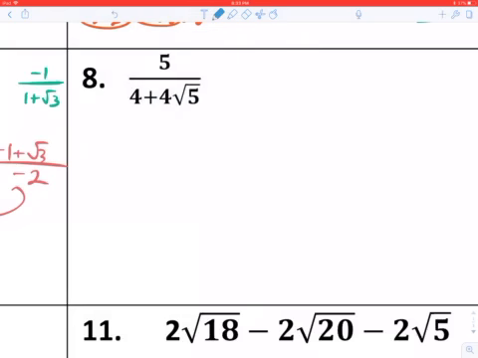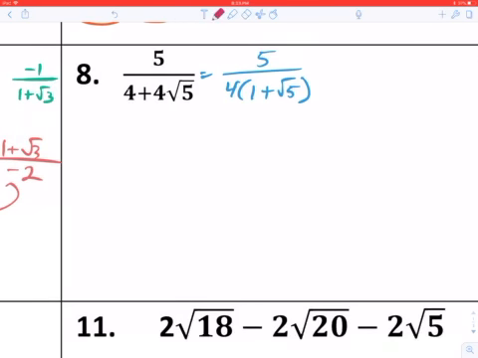Alright, number 8, I don't have a GCF. Actually, I do have another GCF in my denominator. Let's do the same step. 5 over 4 times the quantity of 1 plus the square root of 5. This time nothing cancels out, but what I can do is just work with the conjugate of that 1 plus the square root of 5. Okay, so let me erase this and multiply it. 1 minus the square root of 5 over 1 minus the square root of 5.